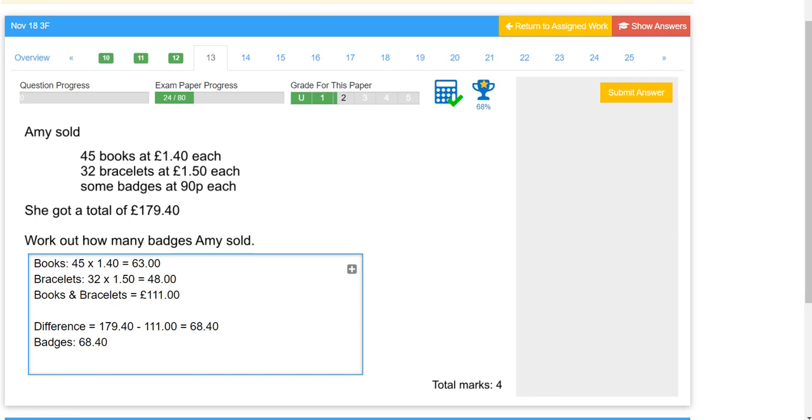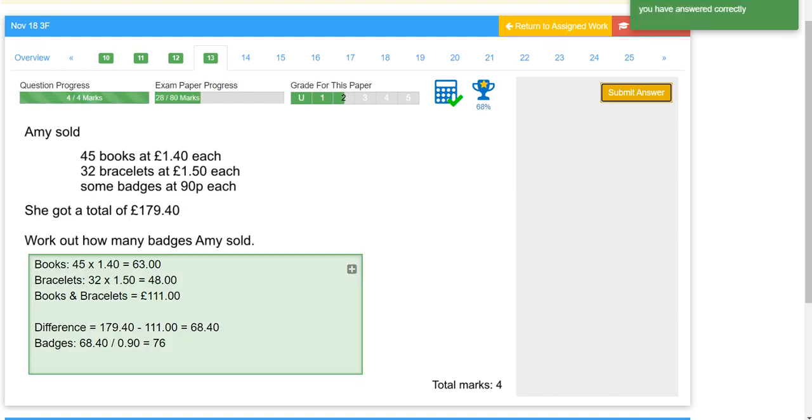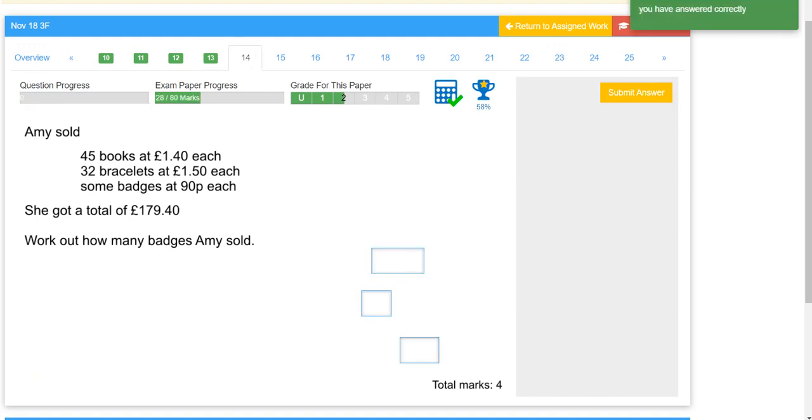So if I divide by 90 pence, which again is 0.90, because we're working in pounds here and not pence, that should tell me how many badges I get. So if I divide by 0.9, that should give me 76 badges, because 76 lots of 0.90 would give me £68.40. Let's see if we got it right or not. Looks good. On to question 14.